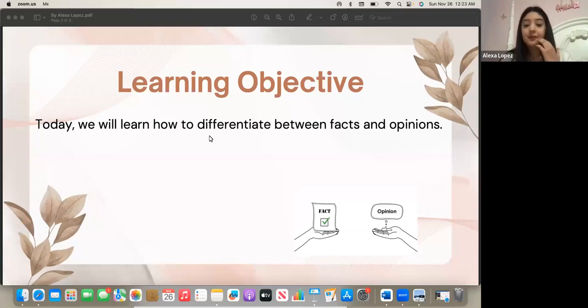Okay? So it's like this little image. One's holding the fact and one's holding the opinion. So it's the difference, right?